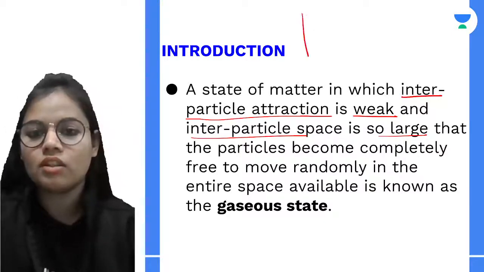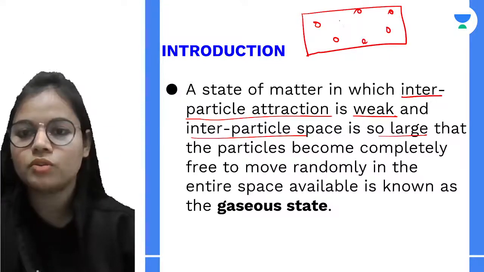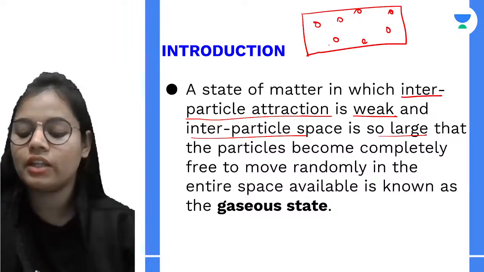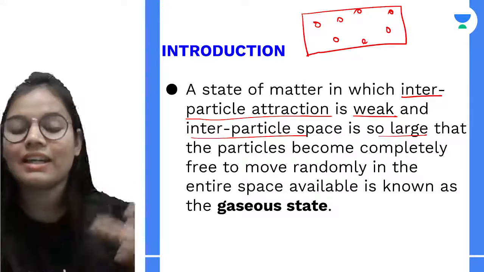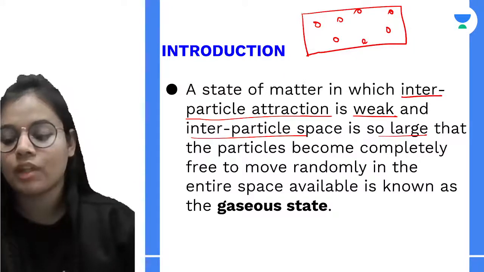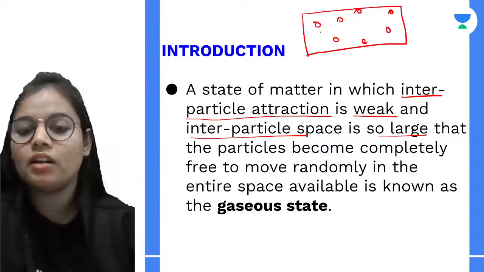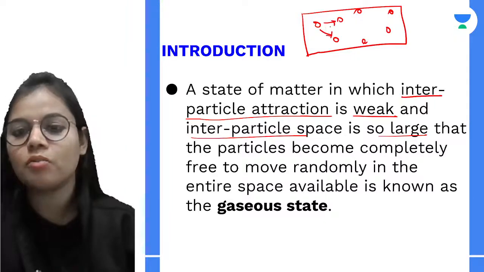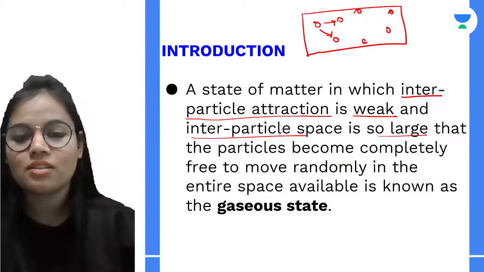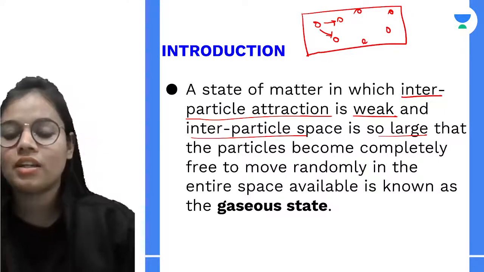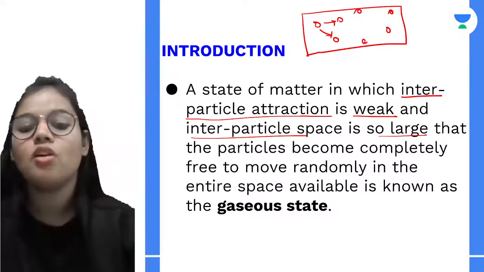Now, let's suppose this is a container in which the gaseous molecules are present. These are my gaseous molecules. What happens over here in the gaseous molecules is that the particles are spread out. They have great interparticle space between them, and because of this large interparticle space, the attraction that the molecules can exert on each other is very low. So the gaseous state of matter is the state in which the interparticle space is very large, and therefore the interparticle force of attraction is very low.